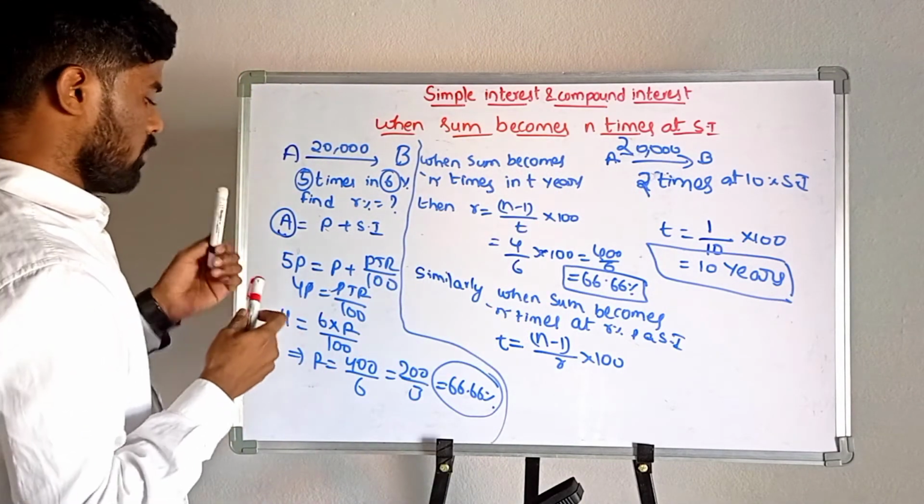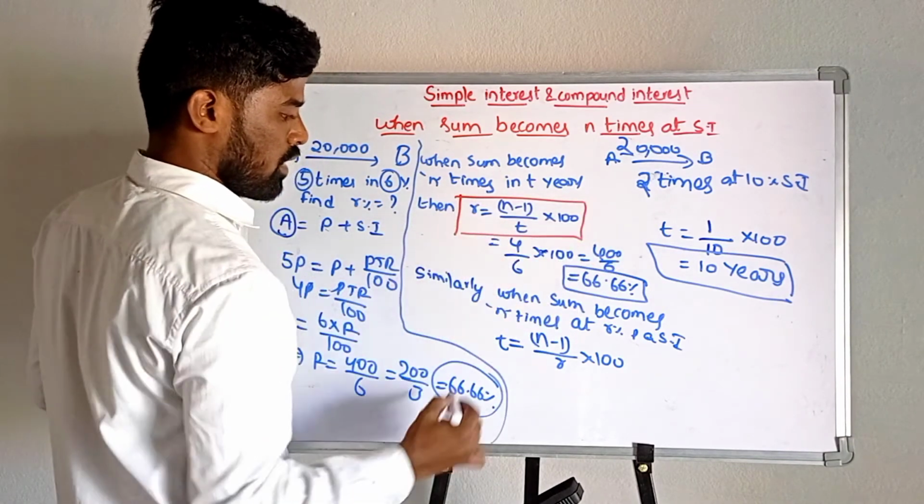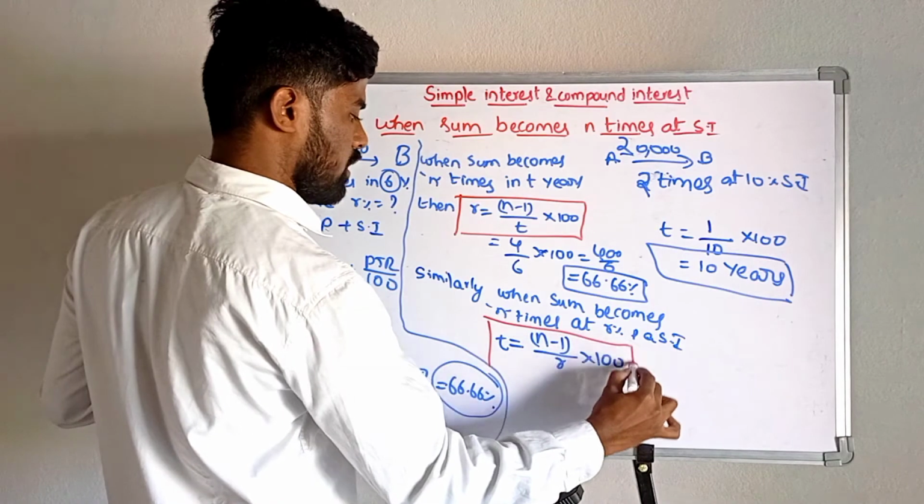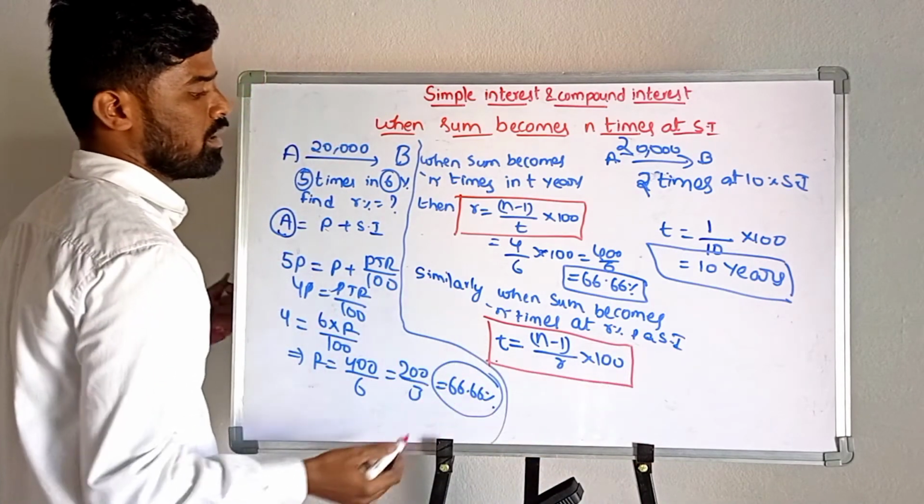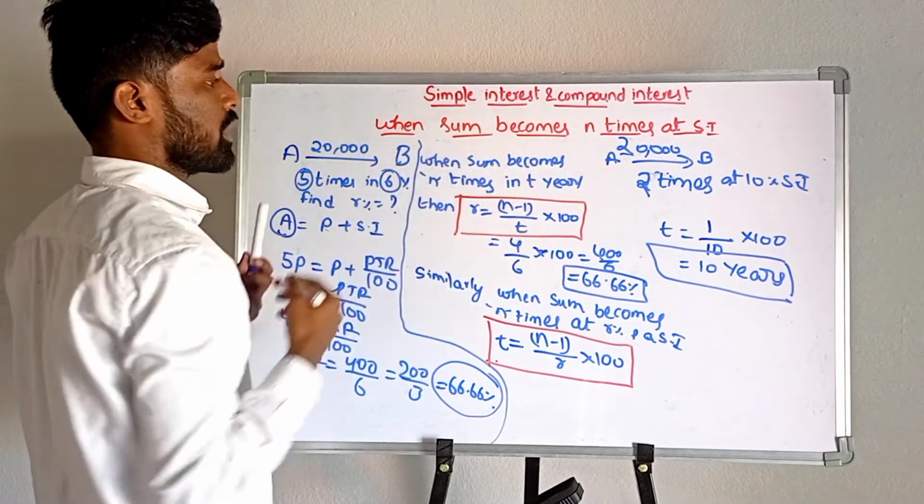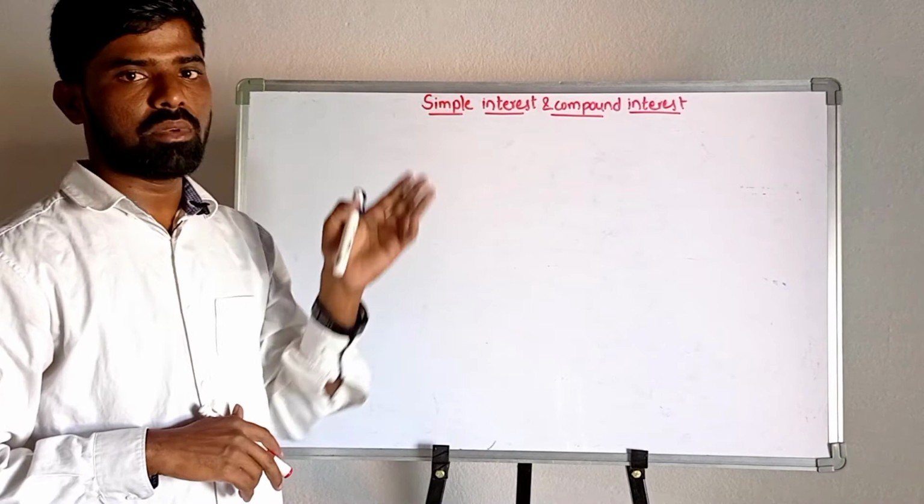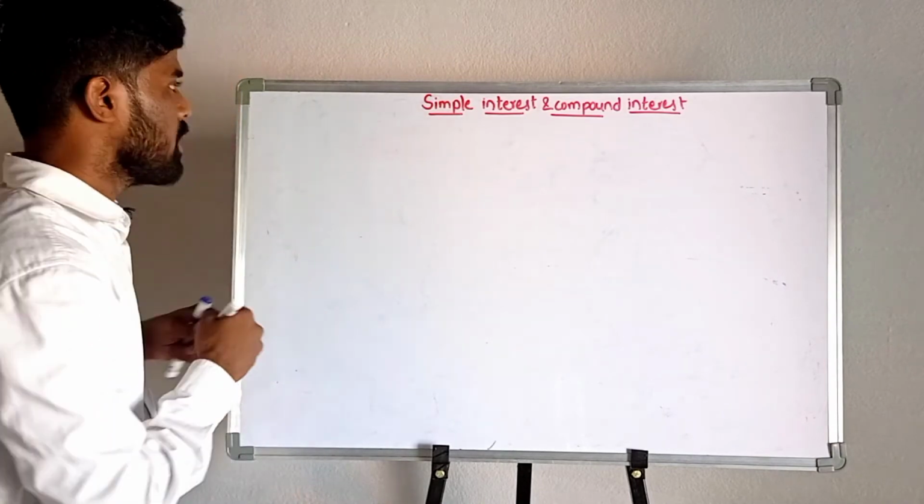We use these two formulas, that is r is equal to (n minus 1) into 100 by t, and t is equal to (n minus 1) divided by r into 100, for calculating time and rate of interest when a sum becomes n times. We have another type of problems in case of simple interest. Let's discuss that type with an example.